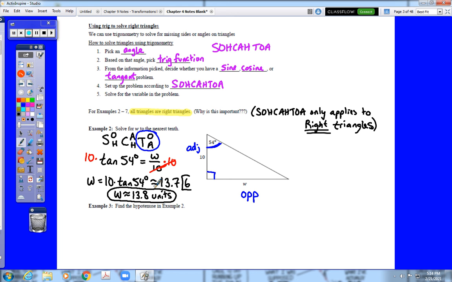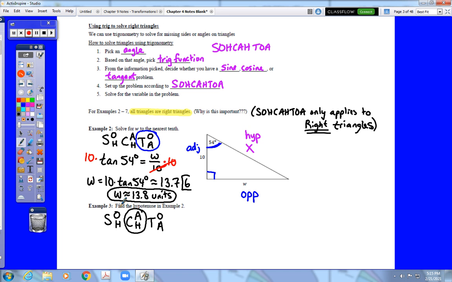Okay, so then example 3 asks us to find the hypotenuse. So we'll throw another variable in there. Let's say that we use x instead, which would be our hypotenuse. Now we are not going to be using opposite anymore because we don't care about W. Instead, we're going to be working with adjacent and hypotenuse. So if we're working with adjacent and hypotenuse, which trig function should I be using? Well, adjacent and hypotenuse are related to each other through the cosine function.